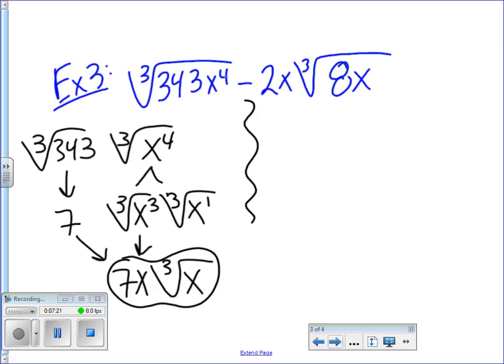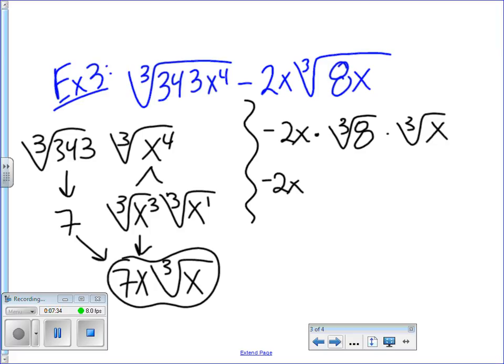Now I'm going to work with the right side. So I have negative 2x times cube root of 8 cube root of x. Okay, well, negative 2x just stick outside. Cube root of 8 we know is 2, because 2 times 2 times 2 is 8. So this is going to just be 2. And cube root of x to the 1st can't be simplified because the exponent is smaller than the root. So that just stays as is.